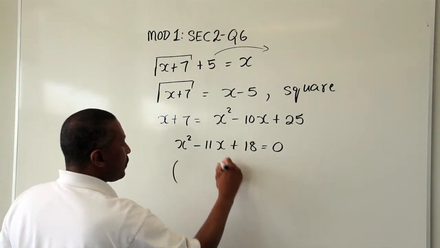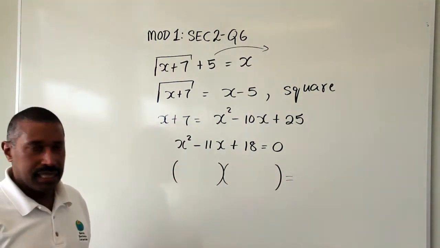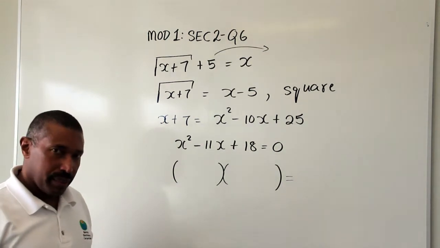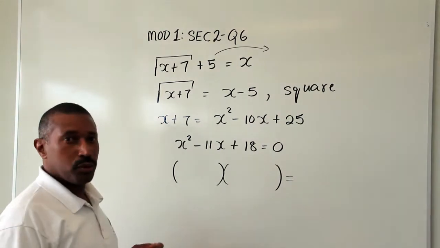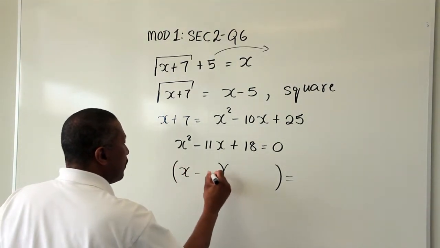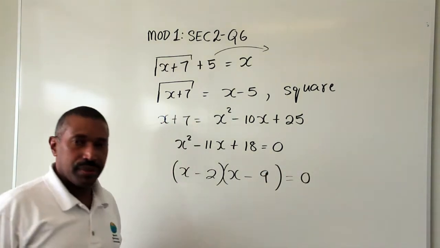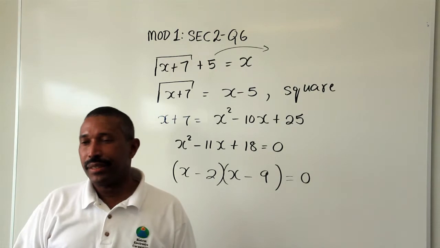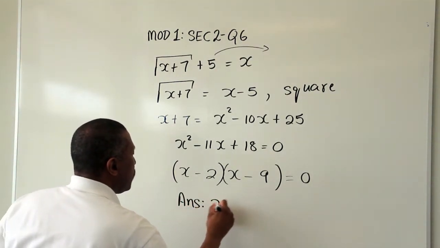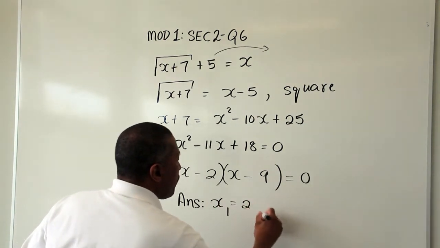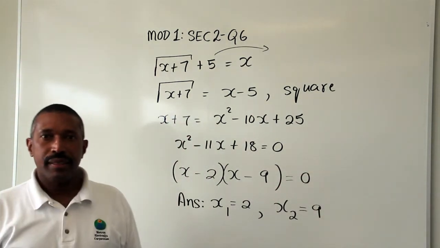What two numbers, when multiplied, give us positive 18, but when added will make minus 11? I'll let you think about that for a second. And the choices would be x minus 2 times x minus 9 is equal to 0. Once we have that, you can resolve for the solution, and that gives you the two answers: x1 is equal to 2 and x2 is equal to positive 9. And you have your answer.